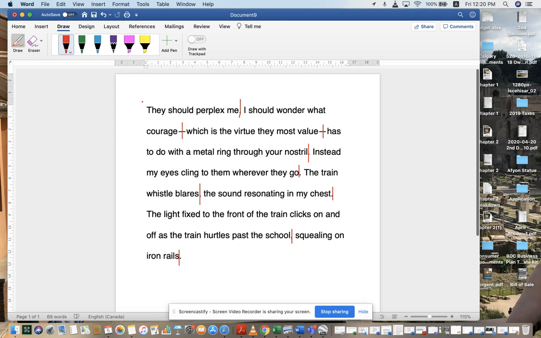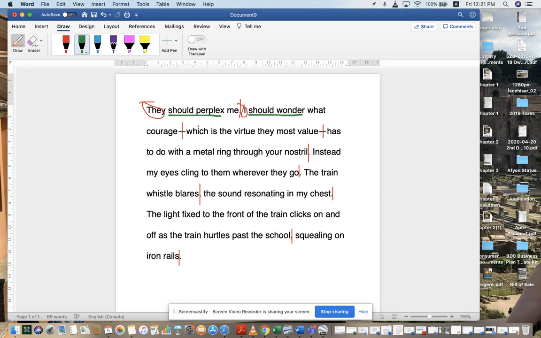So anyways, let's see. The first one should be fairly straightforward. We've got a definitely small sentence here. So there's "they," and we have "should perplex." Okay, so this is a subjunctive right here, right? Because we see the "should." And then again, we have another "should" in "I should wonder." We'll skip past this for now, especially because of the dashes.